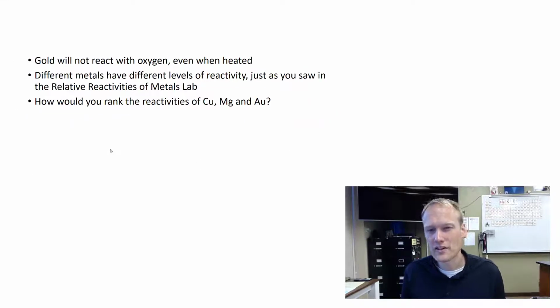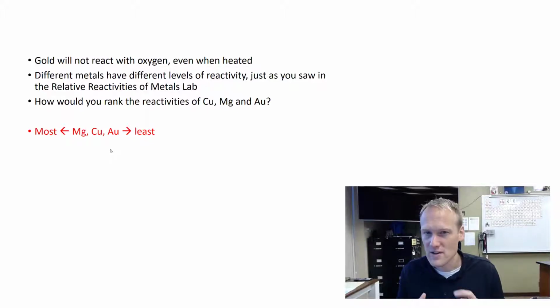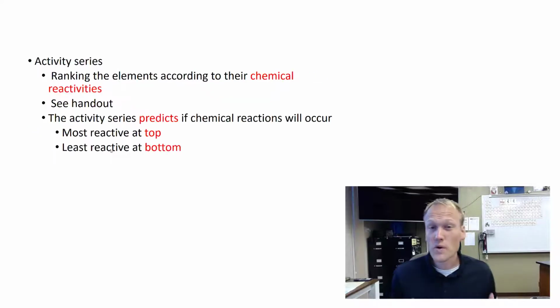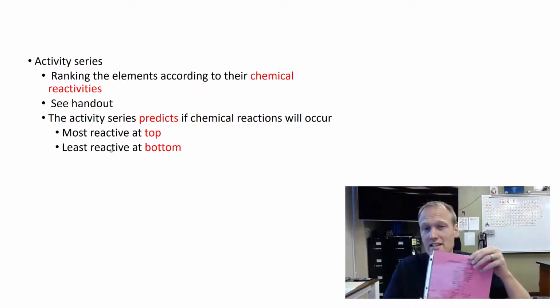And finally, we can look at gold. Gold actually doesn't react with oxygen at all. Even when you add heat, it will not react. So what we can see is that different metals on the periodic table have different levels of reactivity. And we could take copper, magnesium, and gold and rank them as least reactive to most reactive. The most reactive element would be magnesium because it produced heat and light. Copper turned black, so there is a reaction happening there, and gold didn't react at all, so it's the least reactive.